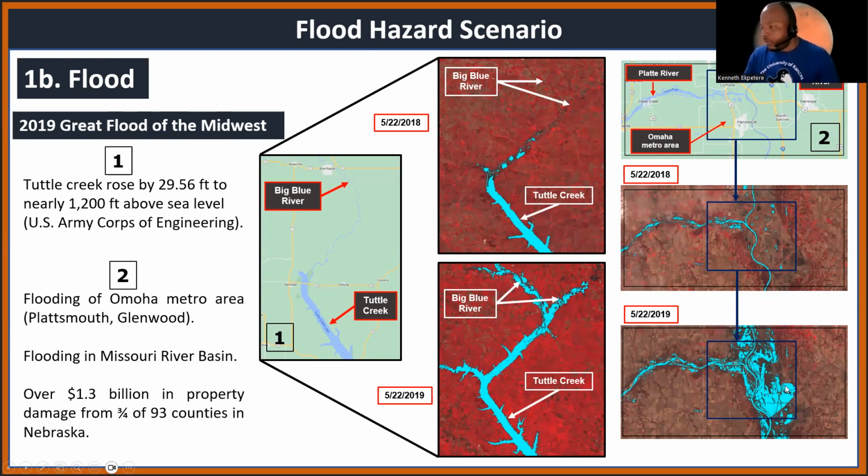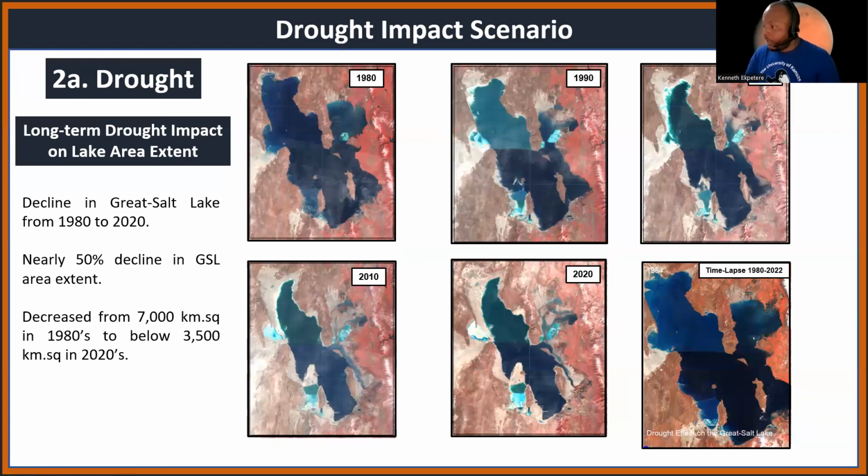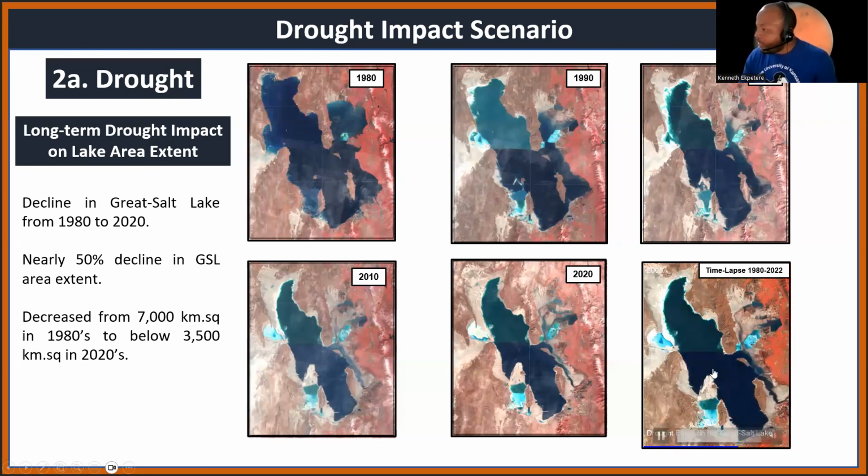So this is a really cool database where we can see how our environmental resources are changing, and how we can make decisions from there. We can also aggregate those time images and create a time lapse of resource change. For example, here we are trying to see how long-term drought is impacting the Great Salt Lake from 1980 to 2022, right? We found there has been over 50% decline in the lake area. And I think I have it here. So this is the time lapse we created.